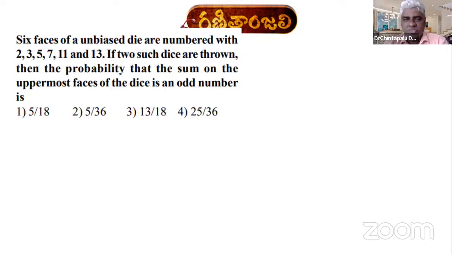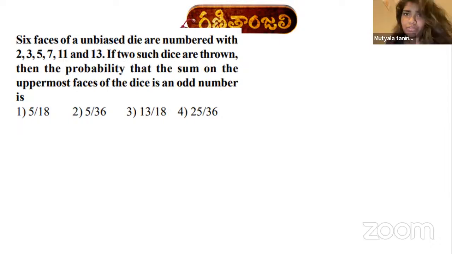I'll get it soon. 6 faces of an unbiased die are numbered 2, 3, 5, 7, 11, 13. Usually, what are the numbers on a die? 1, 2, 3, 4, 5, and 6. Instead of that, this special die has numbers 2, 3, 5, 7, 11, and 13. If two such dice are thrown, then the probability that the sum on the uppermost faces of the dice is an odd number.